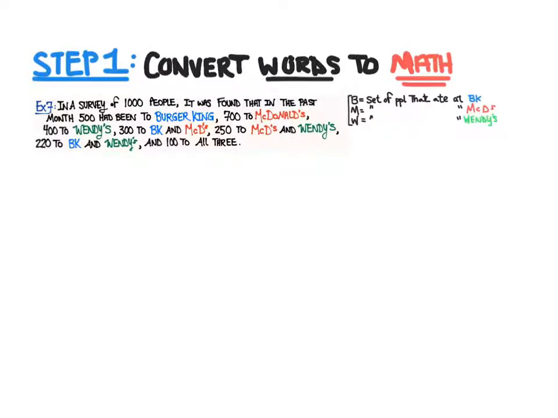The first step to solve a problem like this is to convert all of the words to mathematical symbols. So we're going to say that B represents the set of all people that ate at Burger King, M at McDonald's, and W at Wendy's. Now we're going to dissect the words of the problem and write down all of the information that we have. I'm going to pause the video and write that, and then I'll explain it in a second.